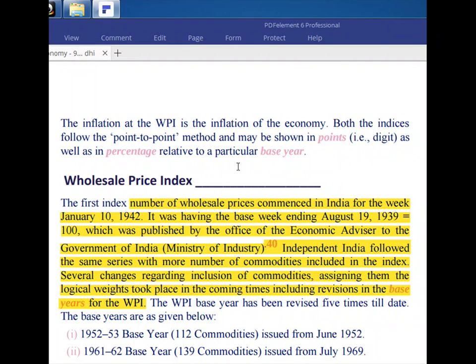Both indices follow the point to point method, and may be shown in points, that is digits, as well as in percentage relative to a particular base year.